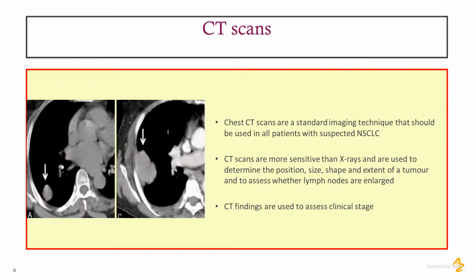The most common and the most important imaging technique in non-small cell lung carcinoma is the chest CT scan. It is more sensitive than X-rays, and it determines the position, size, shape, and extent of the tumor, and assesses whether lymph nodes are enlarged. In other words, we can say CT scan helps us in assessing the clinical stage of the disease. As we see here, this is the CT scan of a person with a lung mass. We can see there is a peripheral lesion which has infiltrated the chest wall, but it has not involved the rib cage.